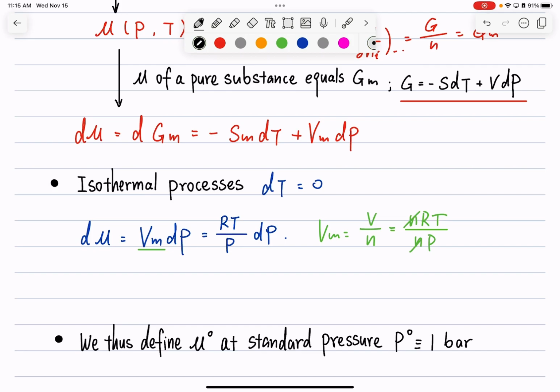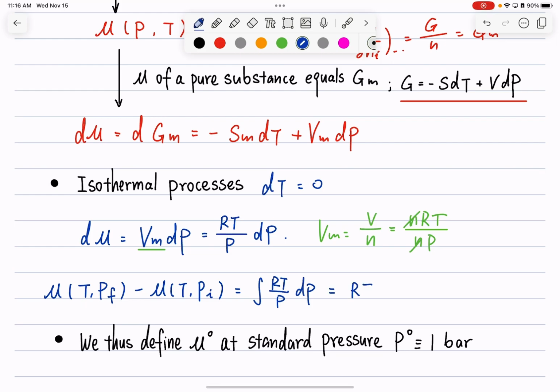Obviously, if we do the integral on both sides, we get the change of your chemical potential in its final state versus original state. So we have our chemical potential at constant T and some final pressure P final, minus the chemical potential at constant T and some initial pressure P initial, and that equals the integral on the right-hand side, RT over P dP. Now R and T are constant, so we can take them out. We get RT ln P final over P initial, for ideal gases only.